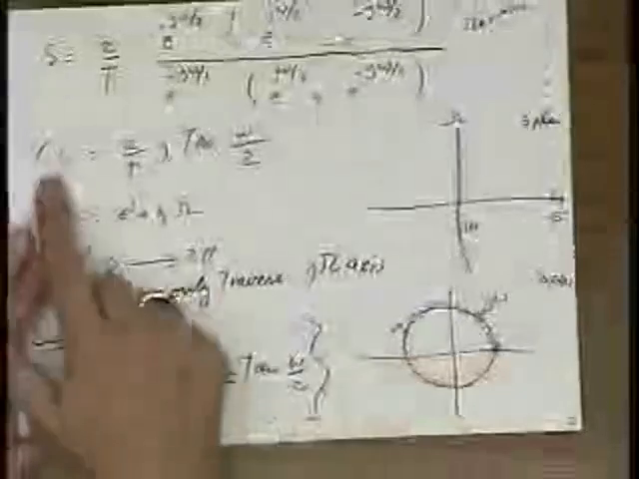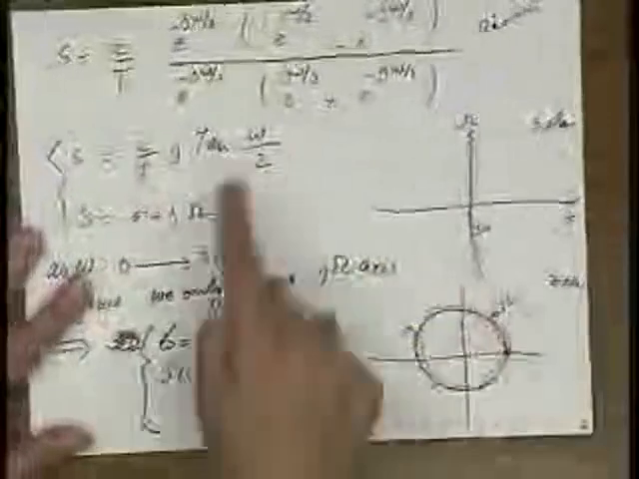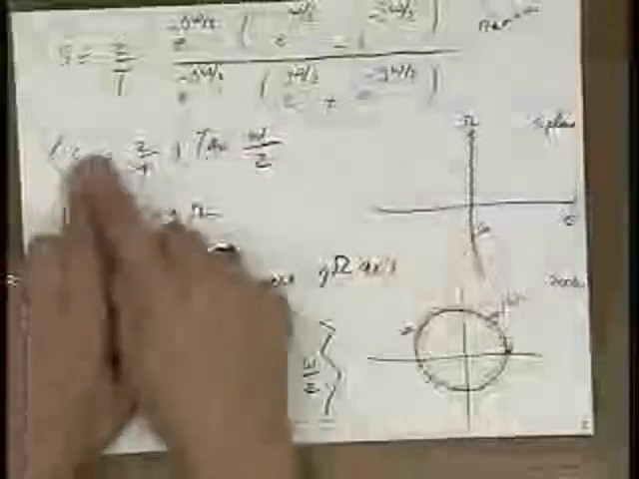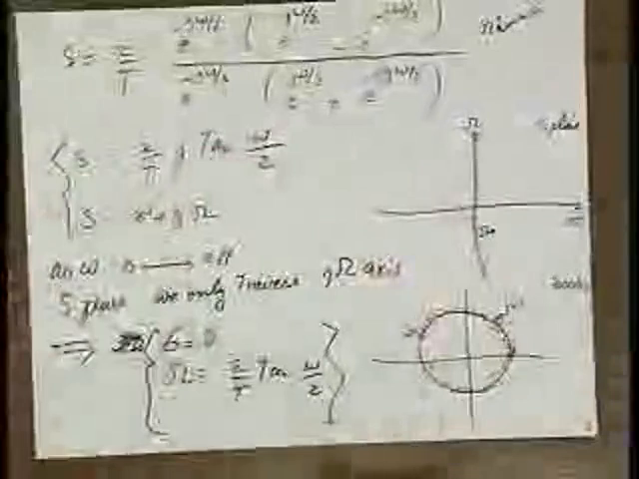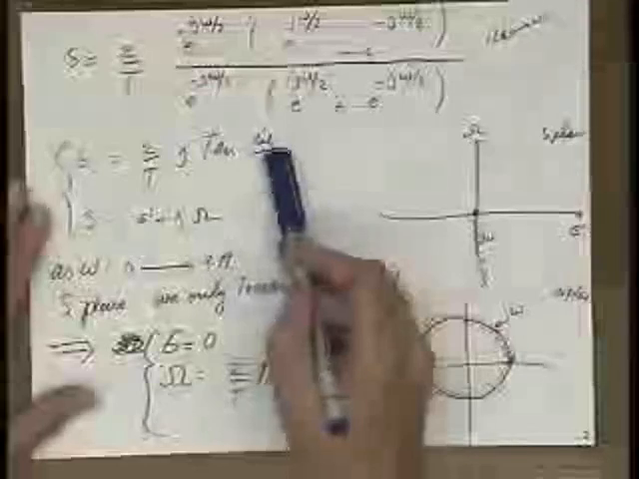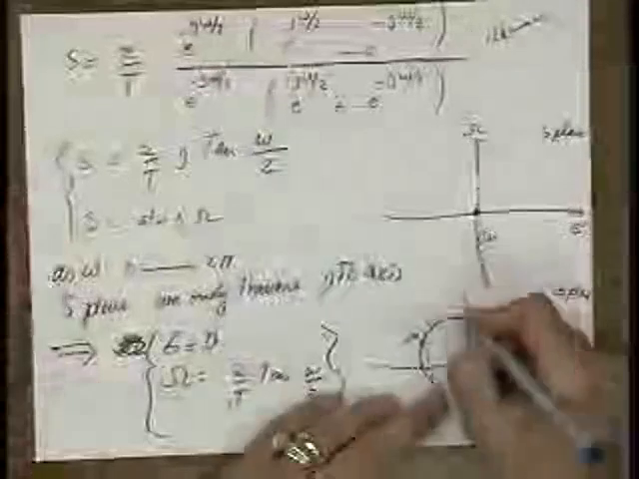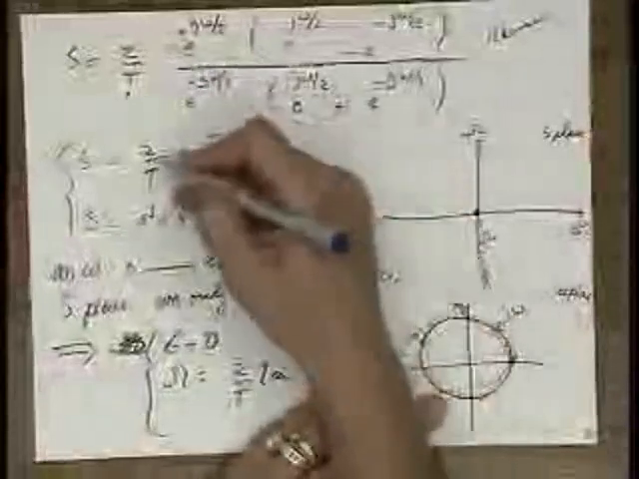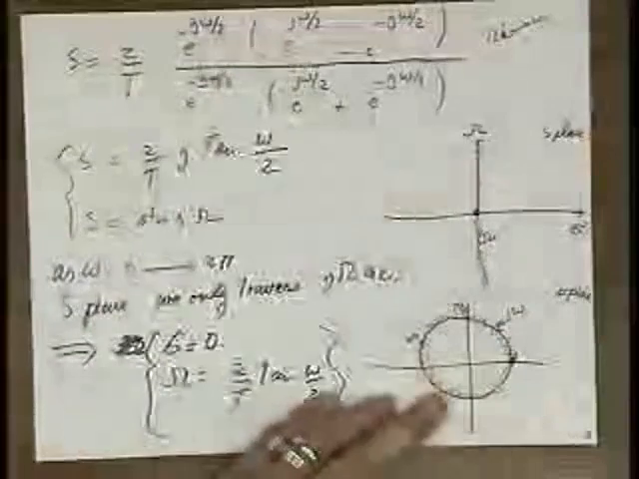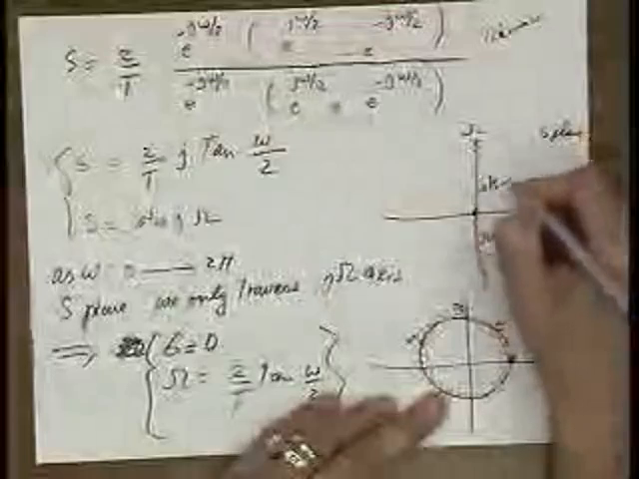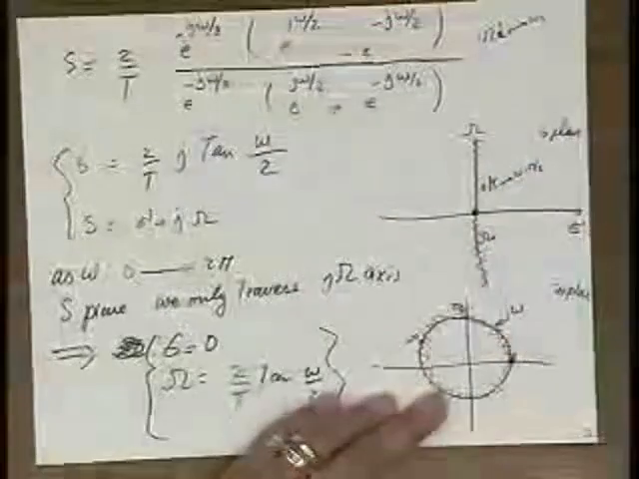Here we showed that s is equal to 2 over T j tan omega over 2. As I traverse, let's just pick values. Omega equals 0, little omega equals 0. What's tangent of 0? 0. That results in s equals 0. So this point in particular got mapped into this point. Now omega equals, I don't know, pi over 2. By the time I get to this point, what's this? Tangent of pi over 4 is 1. So I get 2 over T j. That's 2 over T. That corresponds to little omega being pi over 2.